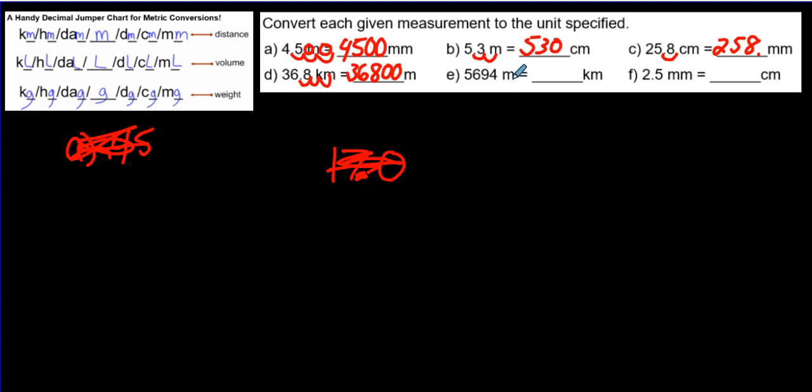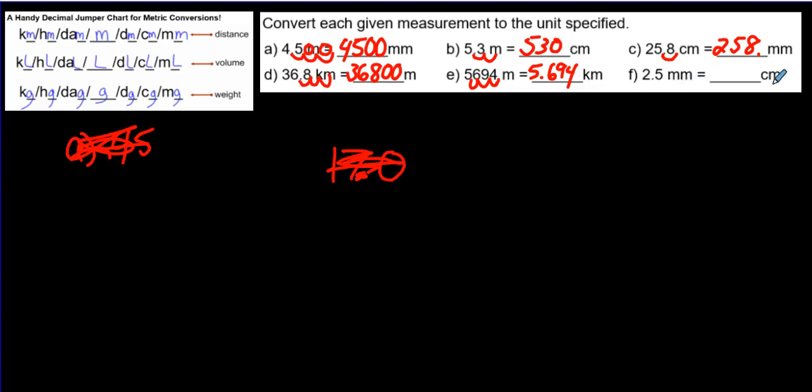Next one. We're going the opposite way now, and this is the first time we're doing this with these questions. We're going from meters to kilometers. That's 1, 2, 3 jumps, but we're not going to the right, we're going to the left. So it's right here to start with, and you go 1, 2, 3. That would be 5.694 kilometers. Did you get that? Listen to it again if you didn't.